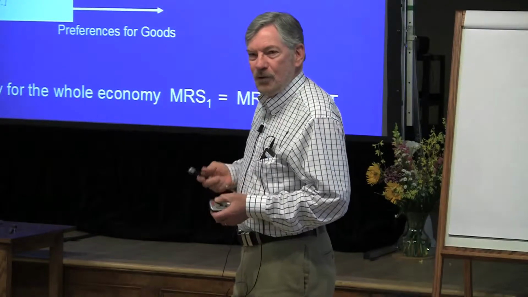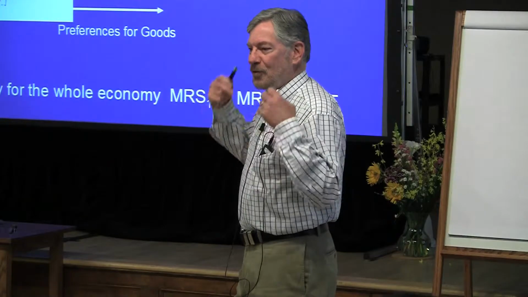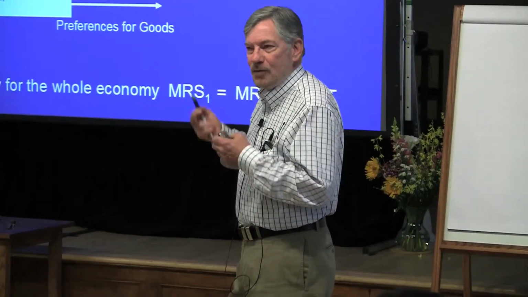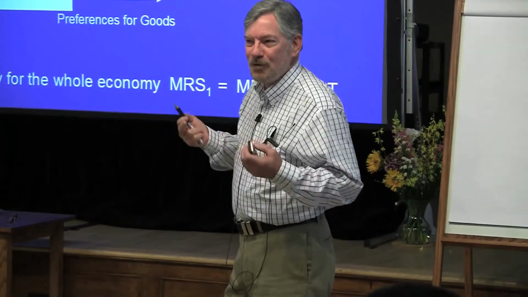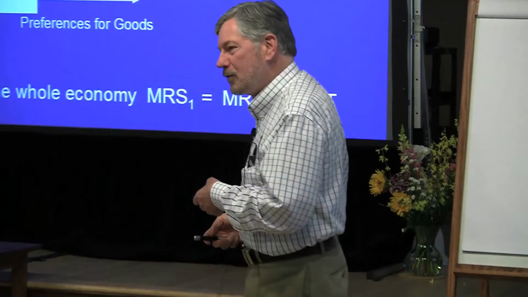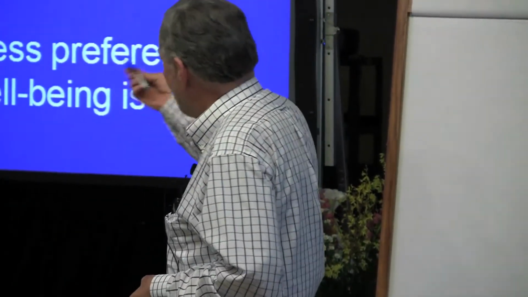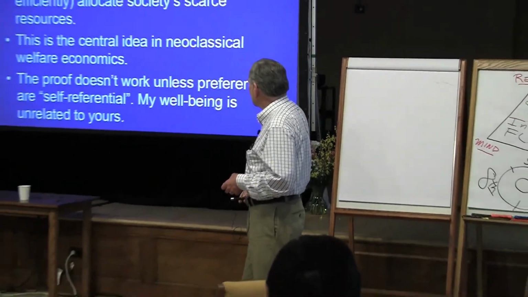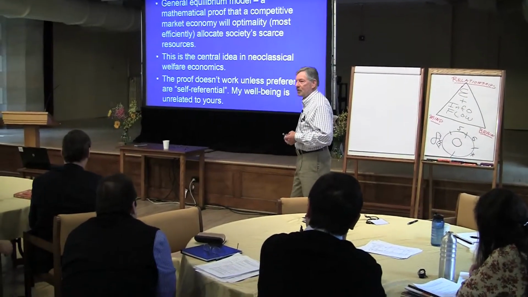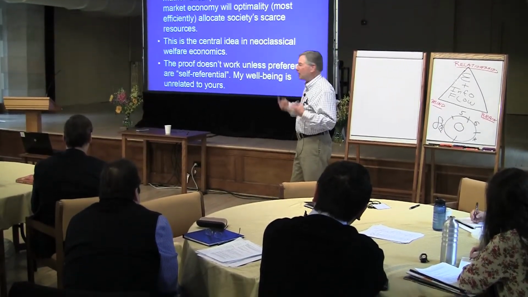And if you lose that, you really lose the intellectual, theoretical rationale that free market economies are best. It doesn't mean that they're not, but you have to actually prove it using real data. And economists don't want to do that. Okay, so anyway, this is critical. So it's called a general equilibrium model. I think the central idea in neoclassical welfare economics is that a market economy will optimally allocate resources. You can't prove that mathematically without this economic man model.